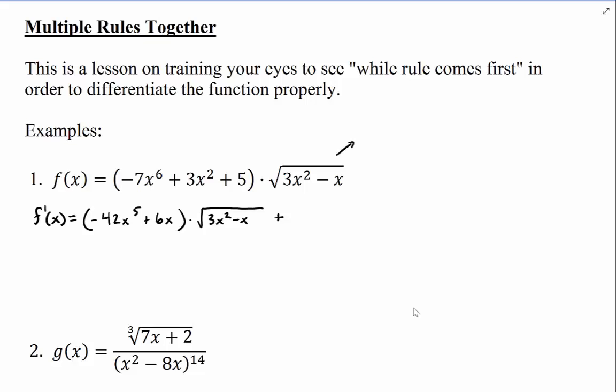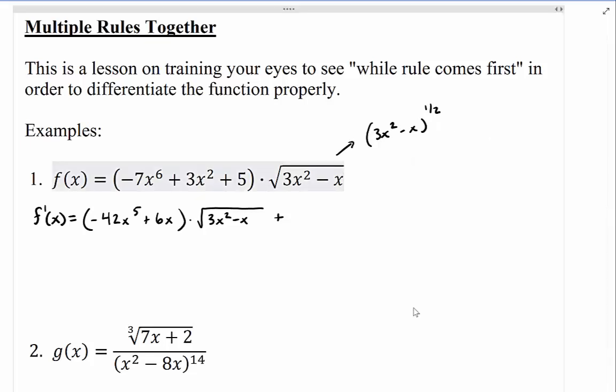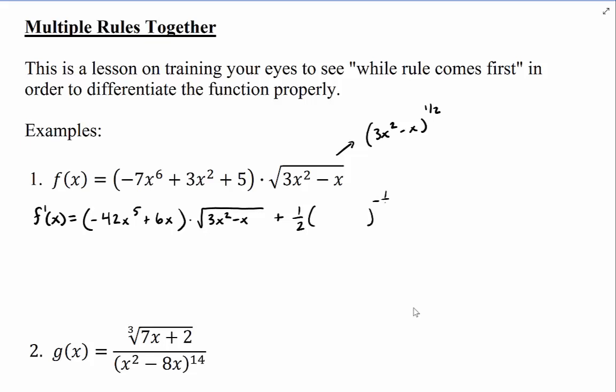Well, remember that a square root is an exponent of 1/2. So in order to take the derivative of this term, I can see that I have a function inside of something to the 1/2. So therefore it's going to be a chain rule. The chain rule says take the derivative of the outside. So the derivative of something to the 1/2 is 1/2 something to the negative 1/2. I plug the inside function in untouched.